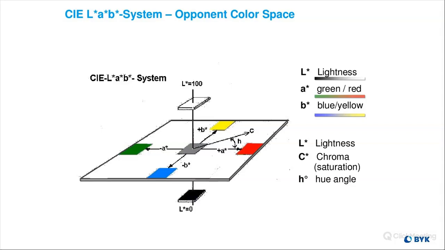And then you have your hue angle, which is your H value. And the hue angle starts at the positive A axis and actually goes counterclockwise 360 degrees. And so again, using those coordinate systems, you can find your L value, then you can find your C value and your H value.